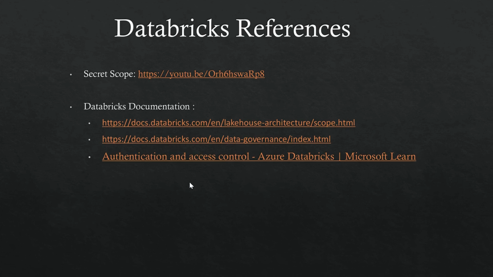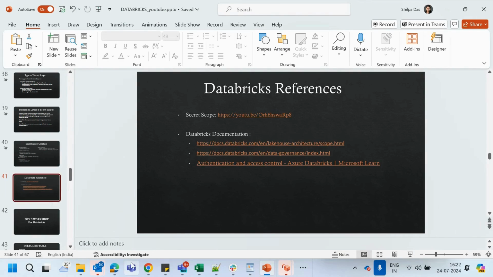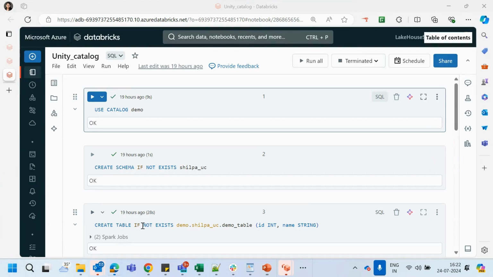Now, these are some Databricks references that I have provided. The Databricks documentation, where you can go through the Unity catalog in much more detail. And for the secret scope, I have created a YouTube video as well on that secret scope from start to end. If in case you want to visit it, you can also go through that video one more time. So let's go ahead with the practical, and let's first do the Unity catalog for it.